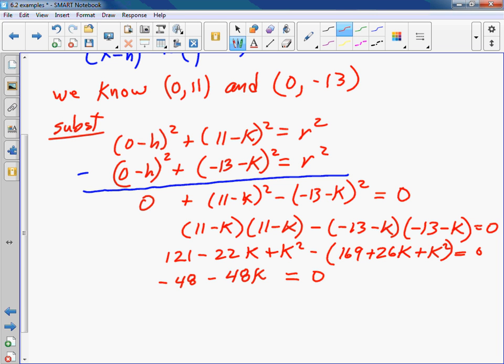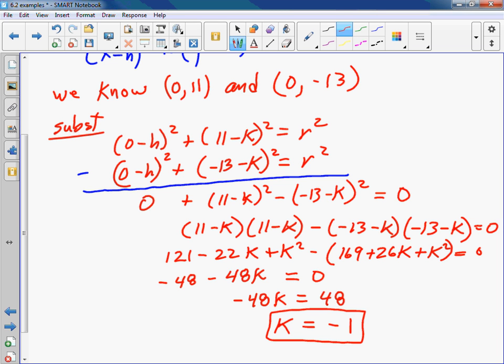So far, so good. Then we're going to go negative 48k equals 48, and k equals negative 1. There's one answer.